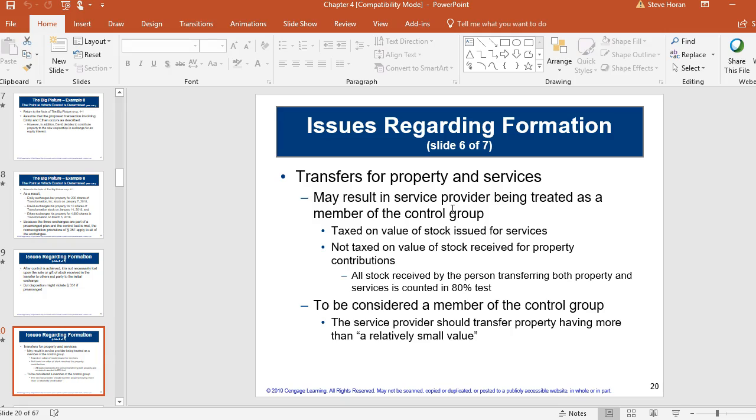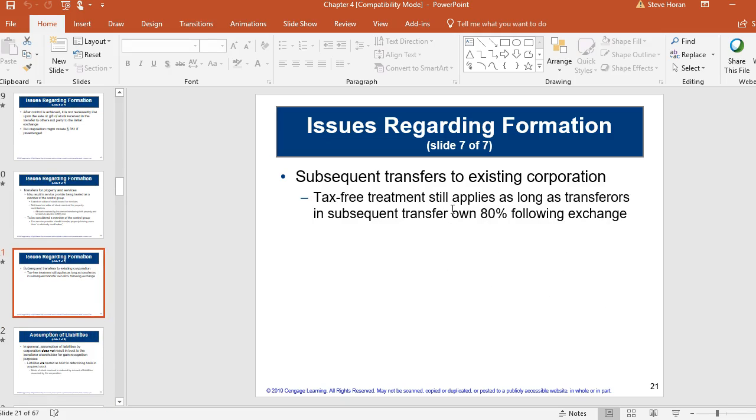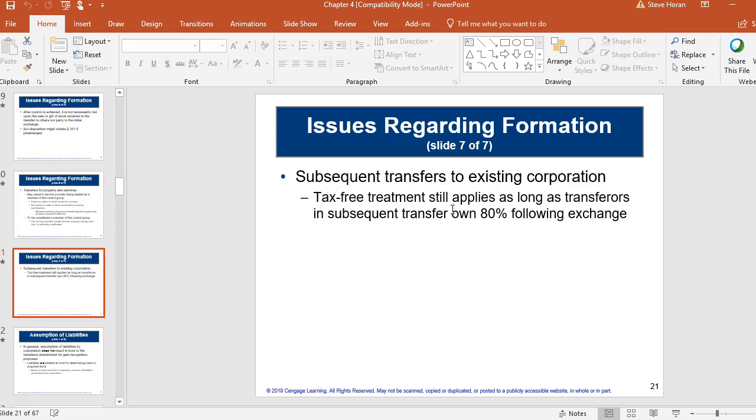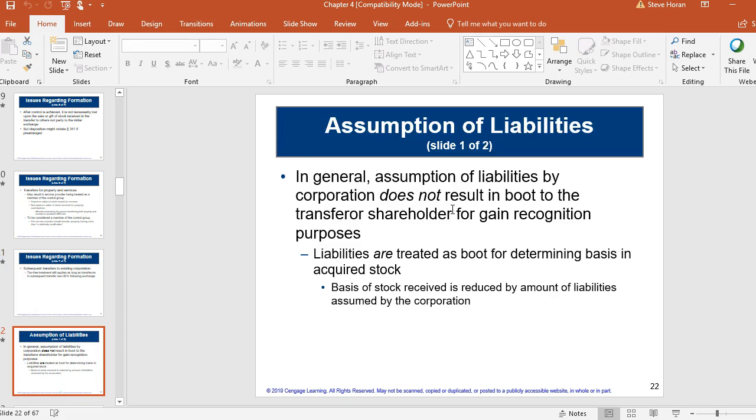So now we're including services being transferred, taxed on the value of stock issued for services, not taxed on value of stock received for property contributions. To be considered a member of the control group, the service provider should transfer property given more than a relatively small value. Because remember, for David, he was an employee, so he has the opportunity to contribute property or services, but it really behooved him to contribute some property to avoid paying tax on the services. Okay, so just keep that in mind.